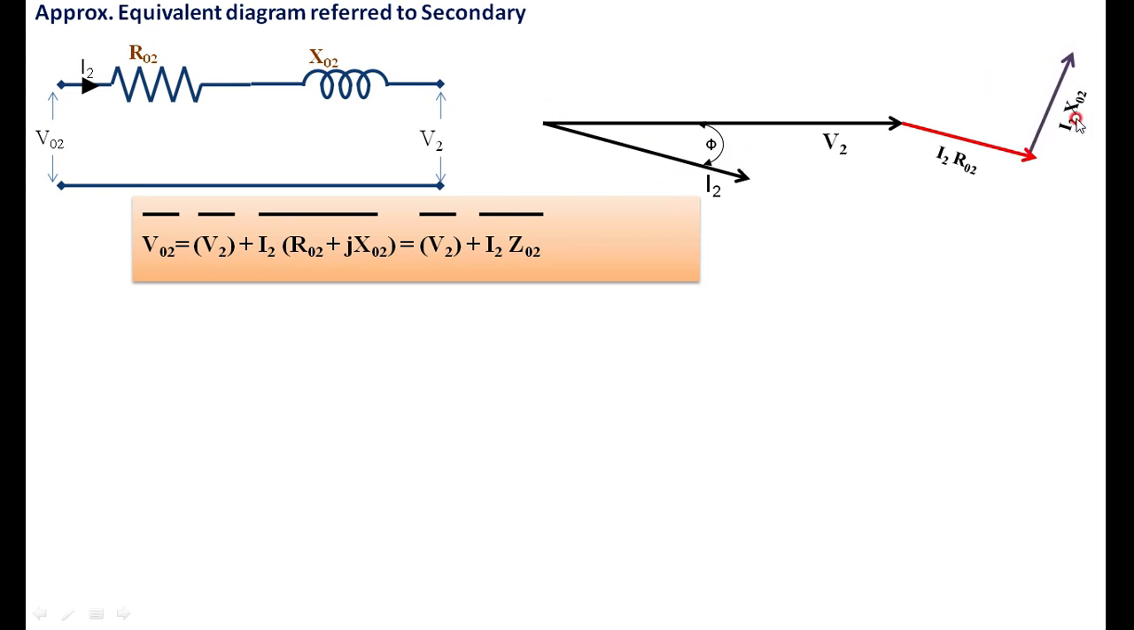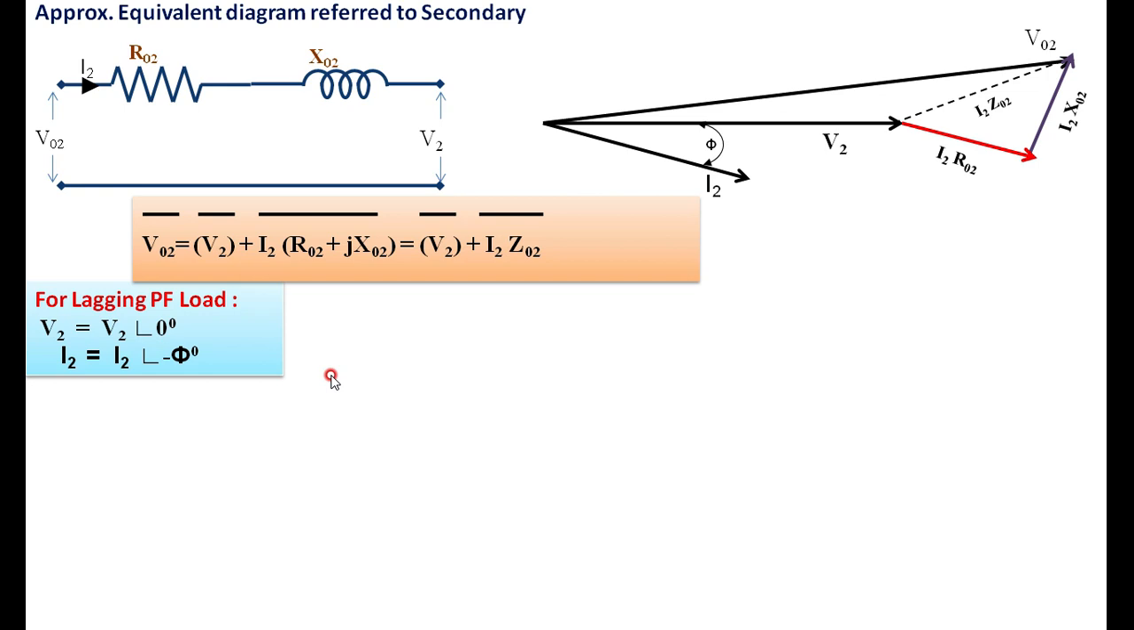Once again, I have got I2 X02 here. Then if you add I2 R02 and I2 X02 to V2, what I am getting here is I2 Z02, that is the impedance drop. Therefore, the total voltage V02 is the sum of V2 plus I2 R02 plus I2 X02. This is the vector sum of all these drops plus V2. What I am getting is V02. Therefore, this is how we are calculating.